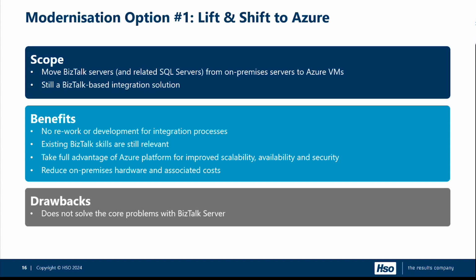So when it comes to migration, you've got a couple of options. The first option is a very simplistic lift and shift to Azure. So if you're running your BizTalk integration workloads on-premise in your own data centers, then one option is to take those servers, move them to Azure virtual machines. And what you still fundamentally have is a BizTalk server solution.